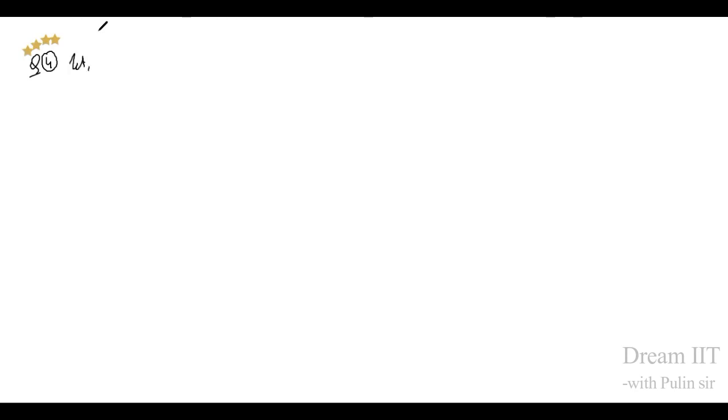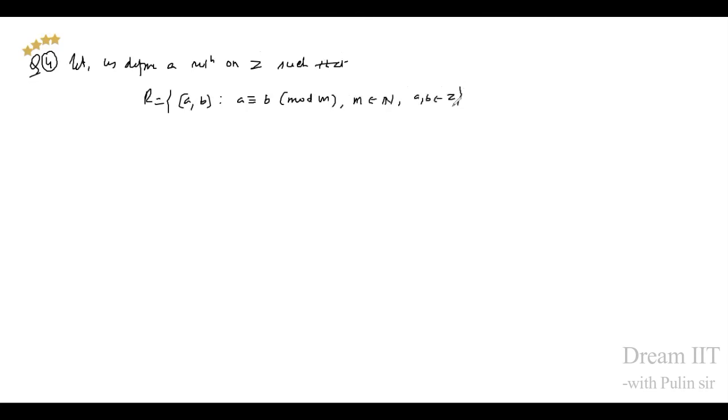Let us define a relation on Z, that is the set of integers, such that R = {(a,b) : a ≡ b (mod m)}, where m is a natural number, and a and b are taken from Z. Is R an equivalence relation? Is an equivalence relation.